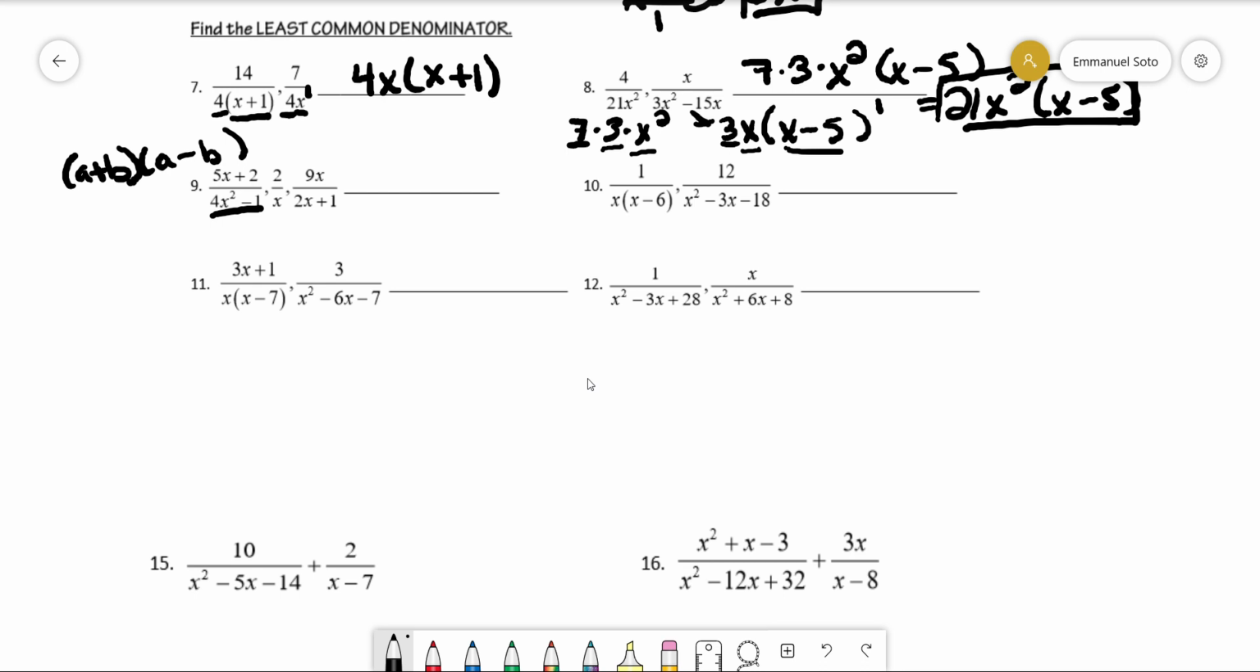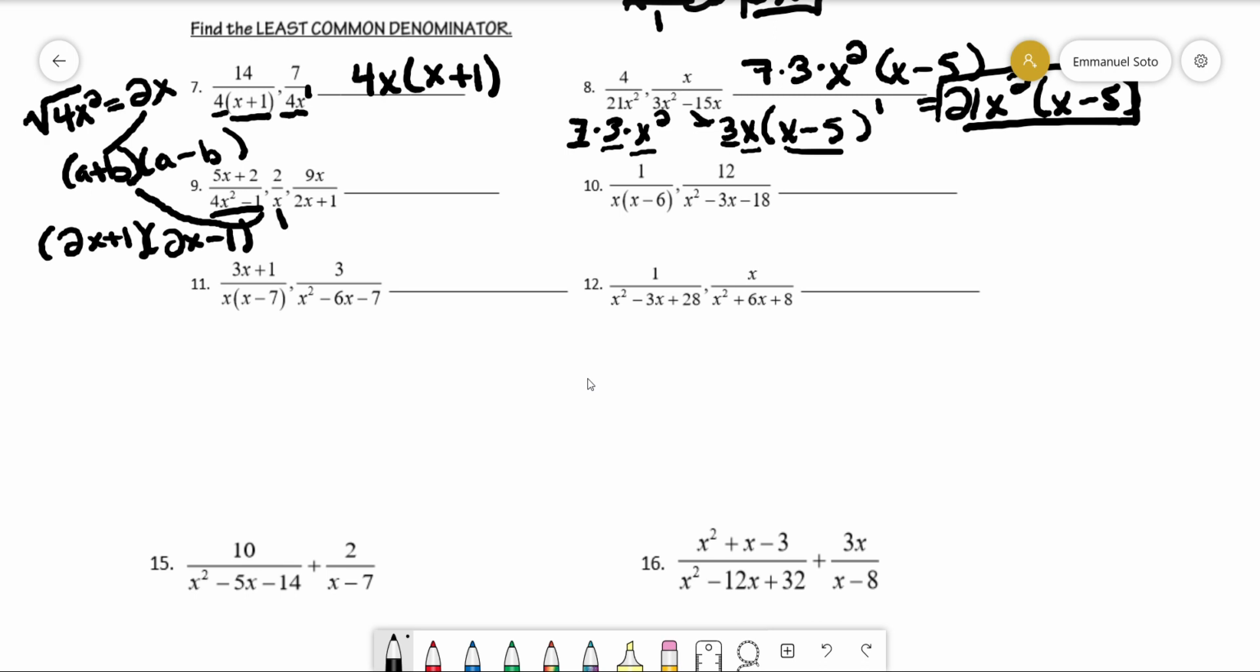So what's the square root of 4x squared? That's going to be 2x. 2 times 2 is 4, and then x times x is x squared. So that's our a. And then the square root of 1 is 1. So this becomes 2x plus 1, 2x minus 1.